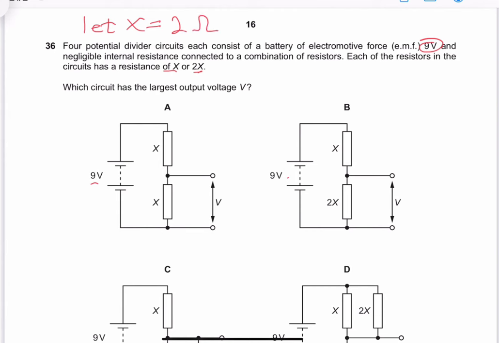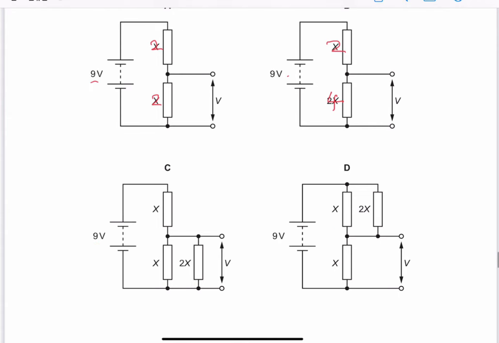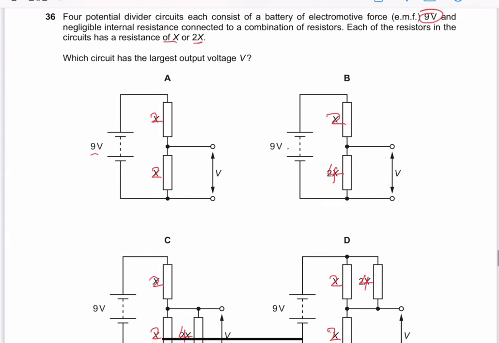So this X will be 2 ohms, and this X will be 2 ohms. This X will be 2 ohms, and that will be 4, because it's 2 times 2. And this will also be 2, and that will be 2, that will be 2, that will be 4, and that would also be 2, and that would also be 4. So you have changed everything around, but what are we supposed to find? We're supposed to find the circuit that gives the largest output voltage.